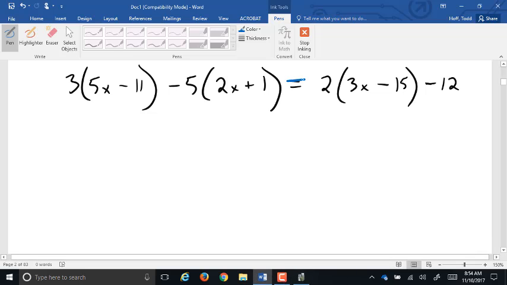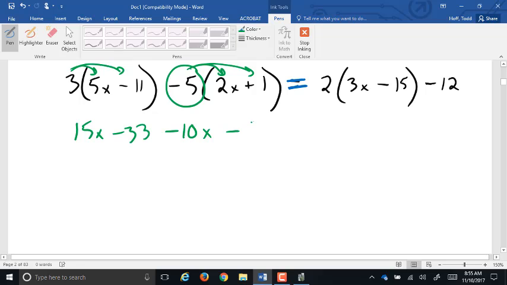Now, when we have one like this, we find the equal sign. And we've got to simplify before we can solve. So we can simplify on each side separately. So on the left side over here, we have the 3 times the 5x minus 11. 3 times 5x, 15x. 3 times negative 11, negative 33. Now the second one we have to be very careful with. There's nothing to do inside there, but what are we multiplying it by? Negative 5. Negative 5 times 2x, negative 10x, and negative 5 times 1, negative 5.